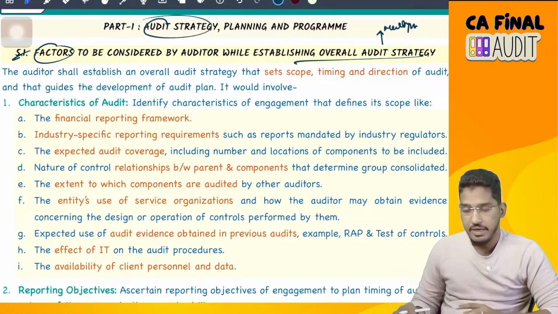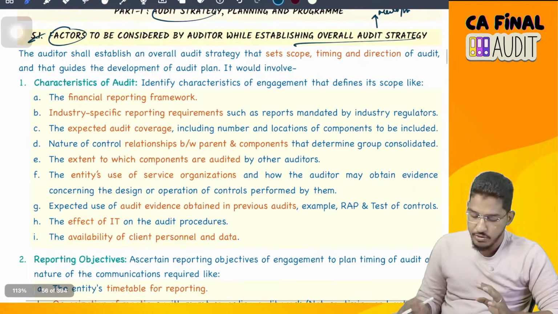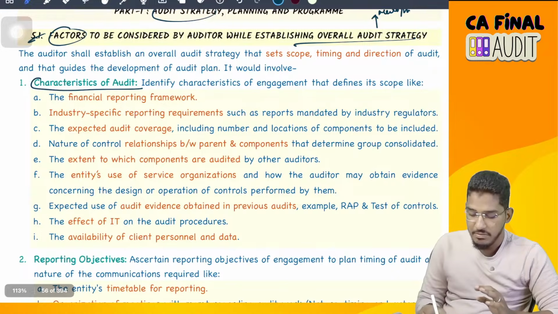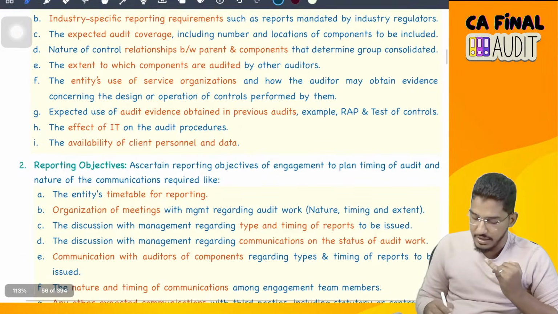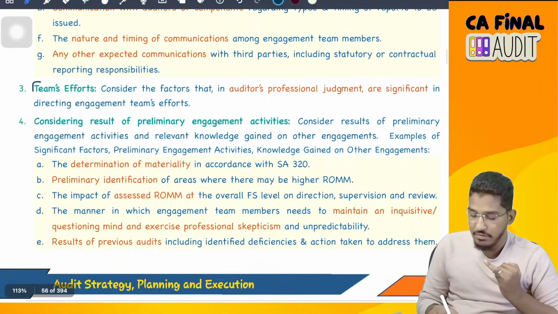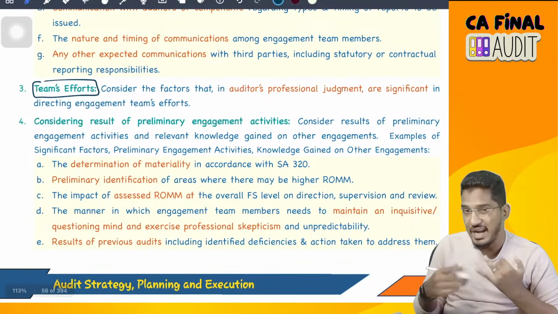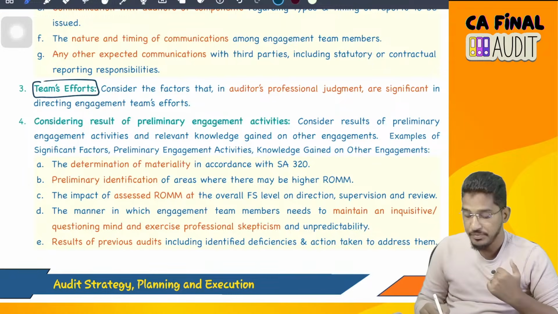So what and all are the factors which you have to consider? So this particular standard, this particular SA 300 says you need to broadly consider 5 factors. Number 1, first thing, you need to consider characteristics of the audit. Number 2, we need to keep in mind reporting objectives. Number 3, we need to consider various other factors which I might feel important in my professional judgment. And even as I've told, I will perform preliminary engagement activities.